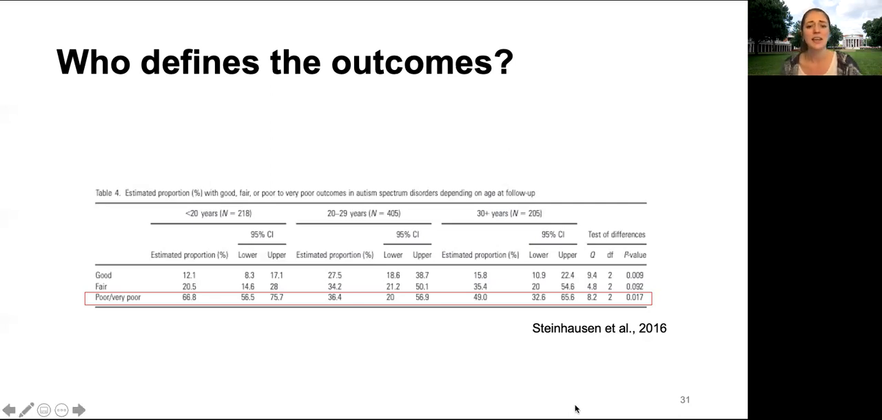And that is how these researchers in this meta-analysis of outcomes for autistic people defined poor or very poor outcomes. Those were the people who still appeared to be autistic by the end of the studies that were included in this meta-analysis. And about 67% fall in that category. But also, arguably, that might not be what we want to study when we're thinking about outcomes for autistic adults.